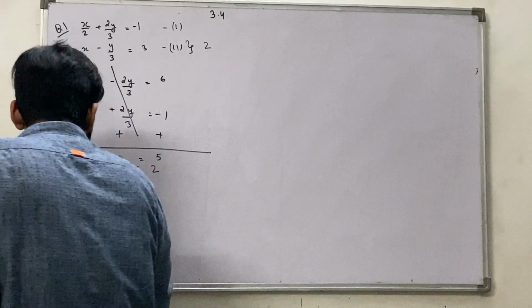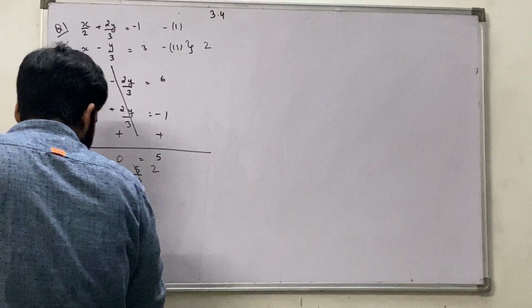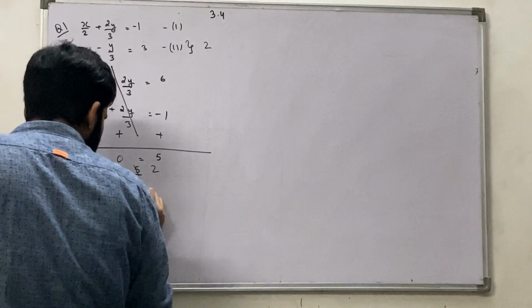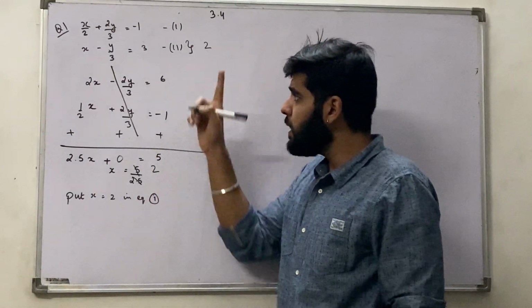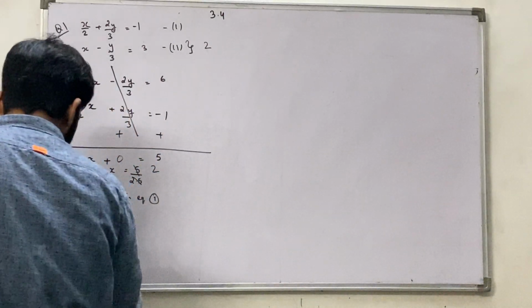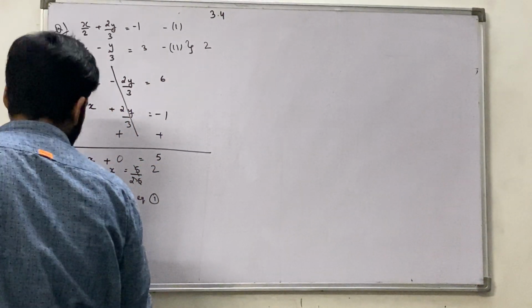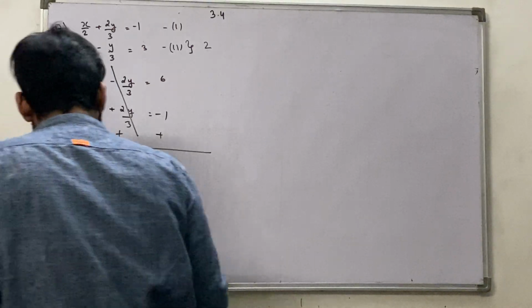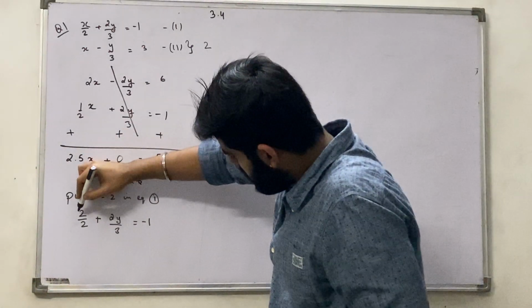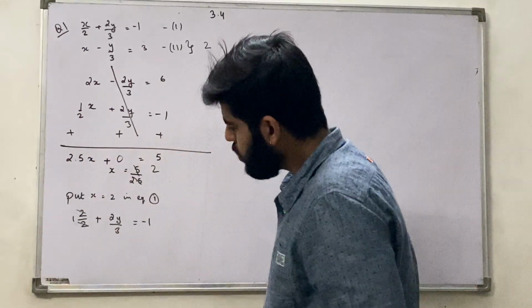Now put x is equal to 2 in equation 1. Put x is equal to 2 in equation 1. What will this come out to be? 2 by 2 plus 2y by 3 is equal to minus 1. Okay. This comes out to be 1.